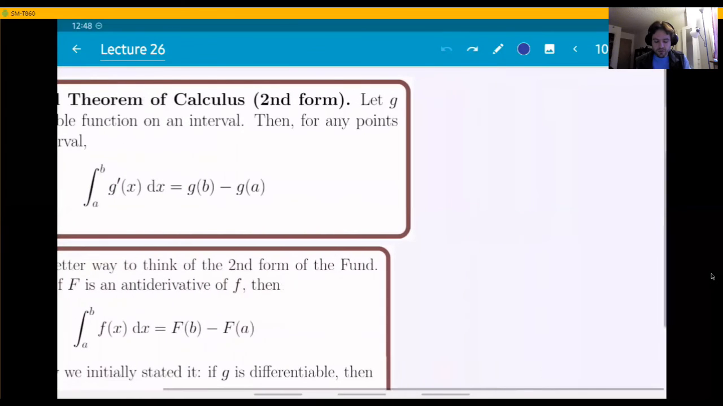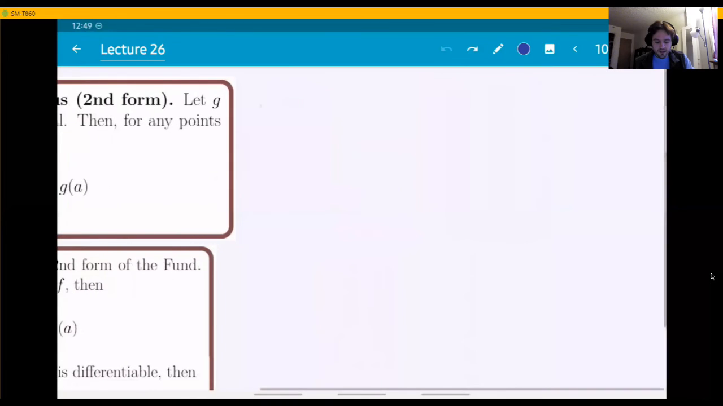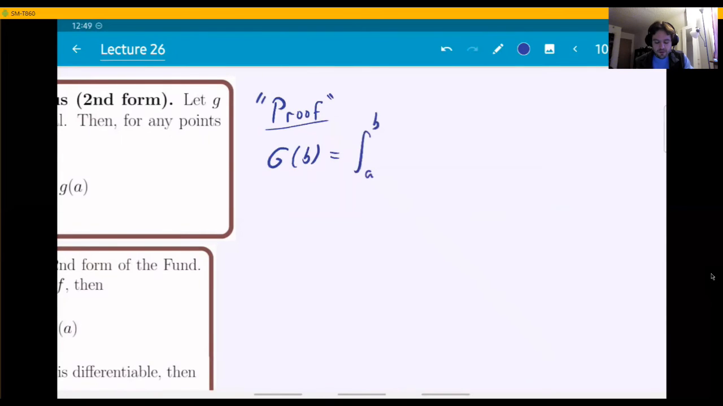I'm going to just talk briefly about how to justify this. Once again, this is a proof between parentheses. Imagine that we call this big G, as a function of b, the integral of g prime, the one that appears in the theorem, as a function of b. This is an area function, all right? The variable is now b, it appears up here. A is considered as a parameter, and the function inside is g prime, but this is an area function.